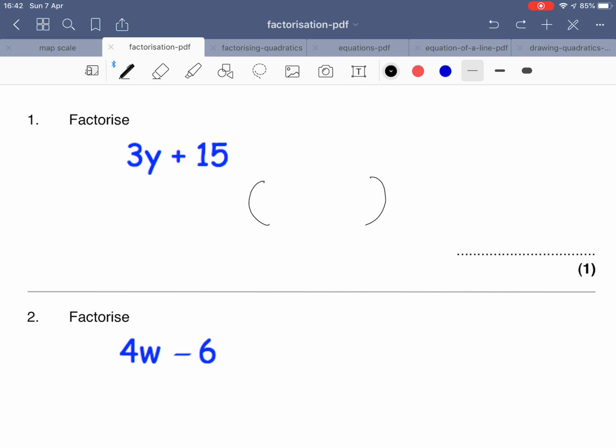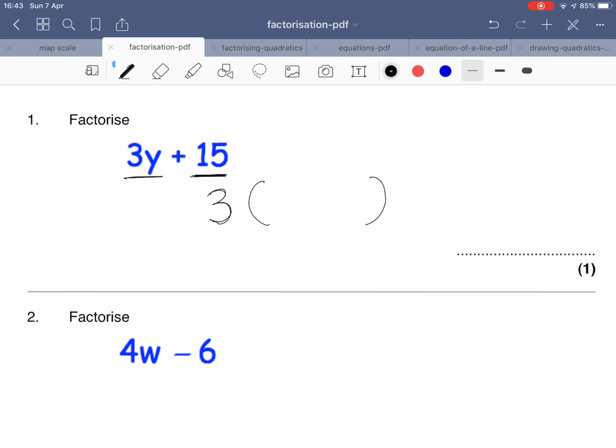To get the number or the letter that needs to go on the outside, you need to think, I've got 2 variables here. I've got 3y and 15. I want to know what goes into 3y and 15. Now there's no y in both of them, so I know it's not a letter on the outside. But a number does go into 3 and 15. So 3 goes into 3 and 15. So that number needs to come on the outside of my bracket.